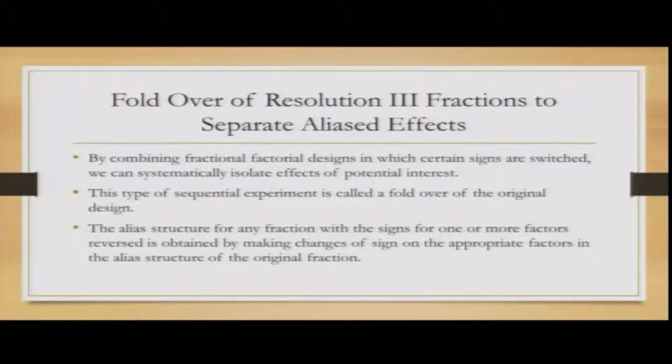The aliased structure for any fraction with the signs for one or more factors reversed is obtained by making the changes in the signs of the appropriate factors and in the appropriate way, such that the aliased structure of the original fractions can be obtained accordingly, still maintaining the accuracy and the predictive power.